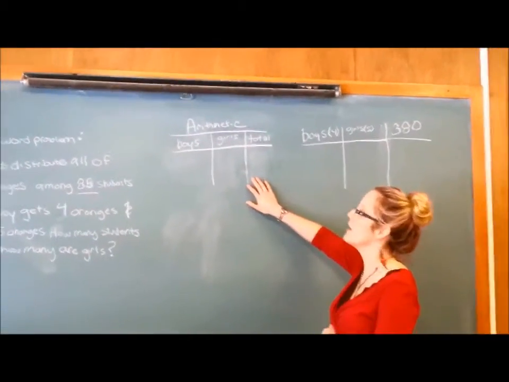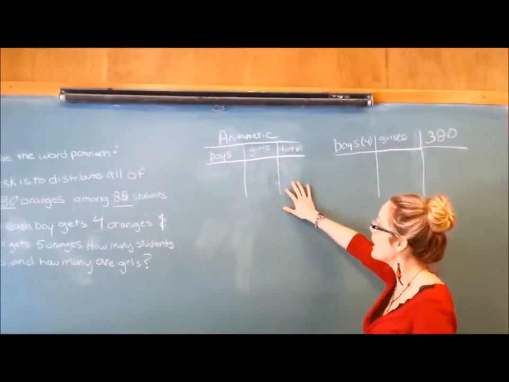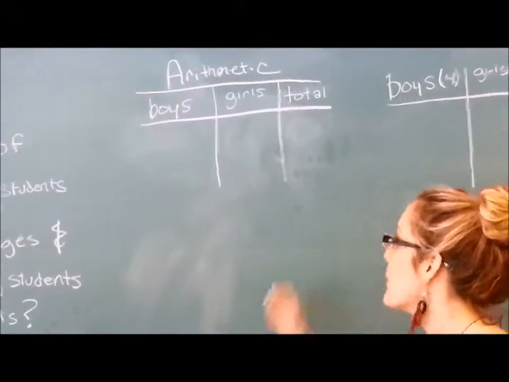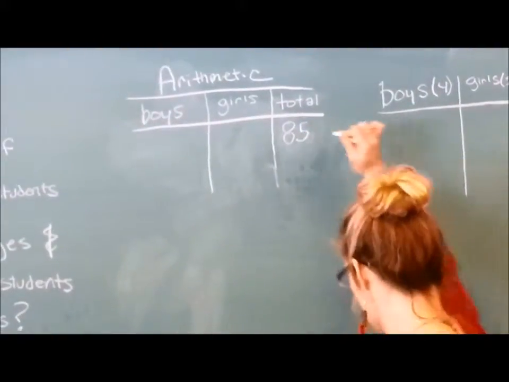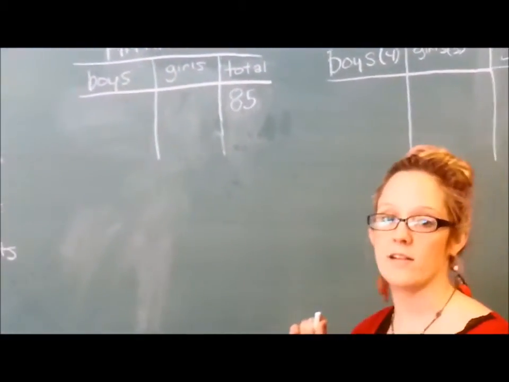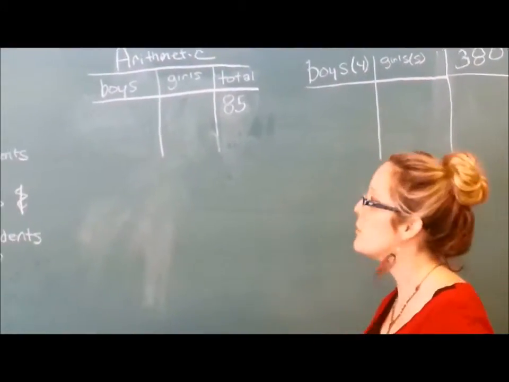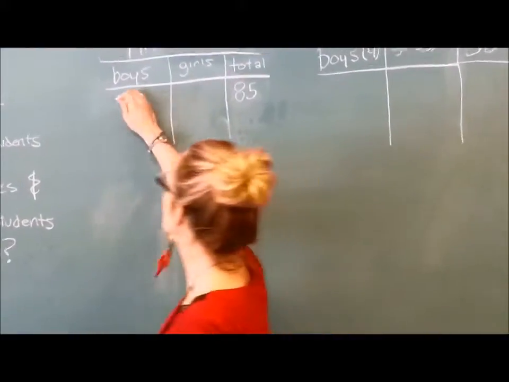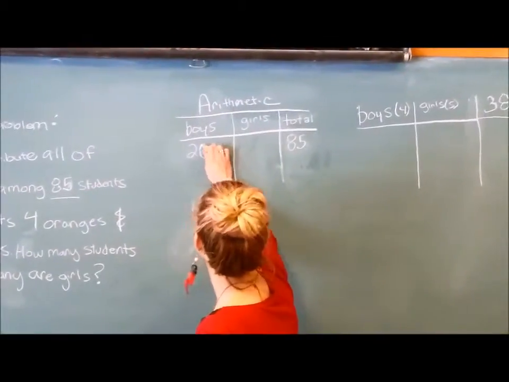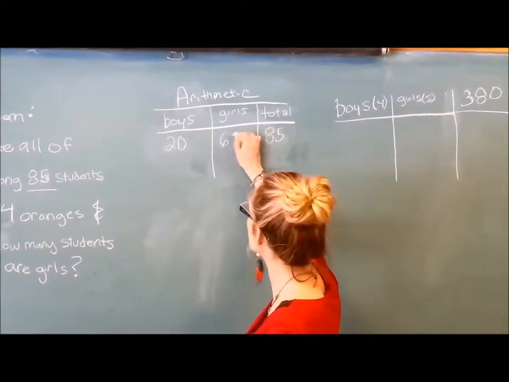I made a chart here so we can separate and see our data. And we know that the total number of students is 85, so I'll go ahead and put an 85 right here. And then let's think of ways that we could get 85 students with boys and girls. So let's say we have 20 boys. And we need to get 85 students, so that means we have 65 girls.